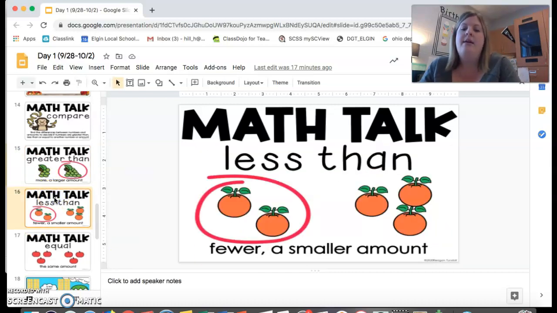Less than is a fewer or smaller amount. So on this side, I know that I have 3 oranges, but over here I have 2 oranges. So this part right here is I have less than, okay? So it would ask you to pick out which pile has the fewest amount of oranges, okay? So that would be the less than pile. So we know that 2 is less than 3, right? Because 2 comes before 3 in a number line.